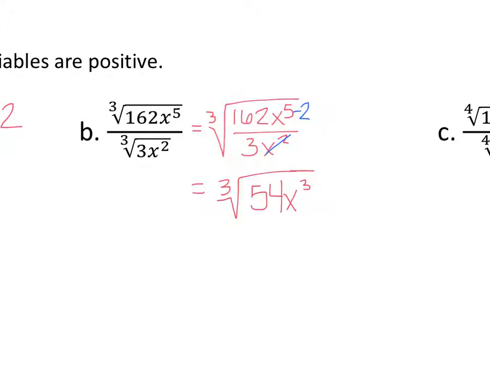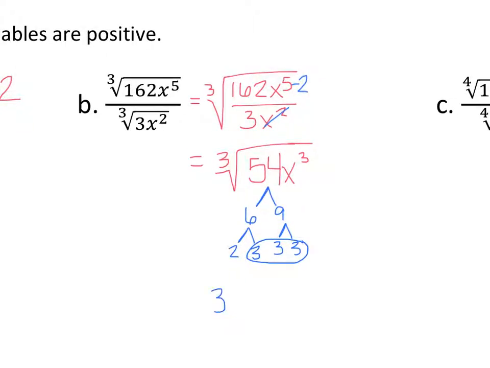Okay, let's break down our 54. 6 and 9, you're going to have a 3 that's in common 3 times. So 6 and 9, keep going, 2, 3, 3, 3. So we have a set of 3s that come out, and then the 2 stays in. And what happens with the x? One comes out, right? Because 3 goes into 3 one time, so x to the first power. And there's your answer. Okay, any questions now?